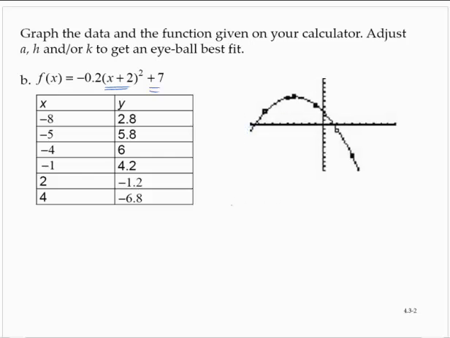Alright, so we changed the function to read f of x is negative 0.2 times (x plus 4) squared plus 6. So basically, we took negative 4, 6 to be the vertex and kept the negative 0.2 as the a value.